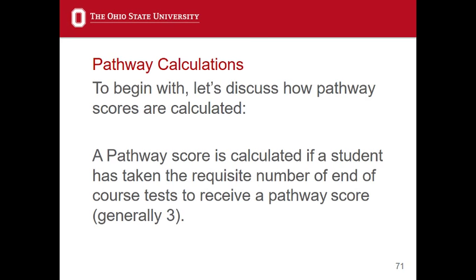So pathway scores are calculated if a student has taken the requisite number of end of course tests to receive a pathway score, which is generally 3. As there was a question earlier about whether it was 3 or 4. We begin calculating that pathway score at 3 tests. And that's just in case you have a capstone that's part of your course. Obviously, those might not have a WebExam test, so we start calculating at 3.